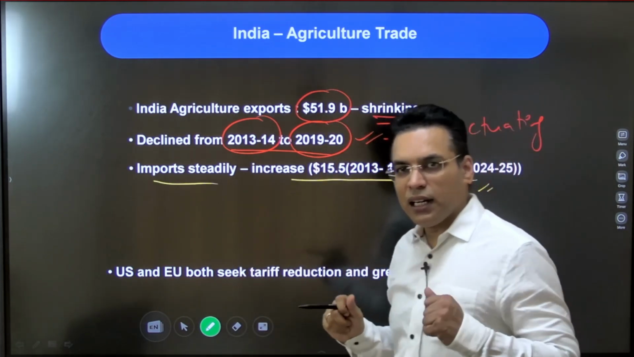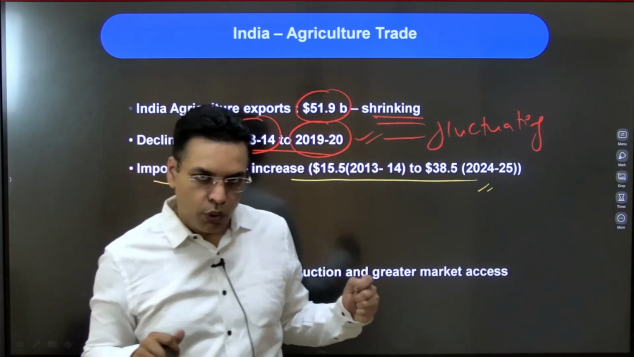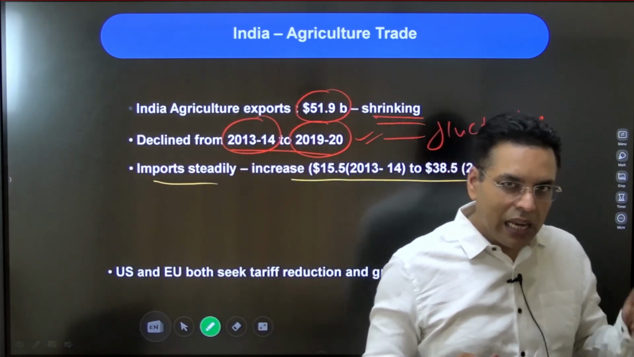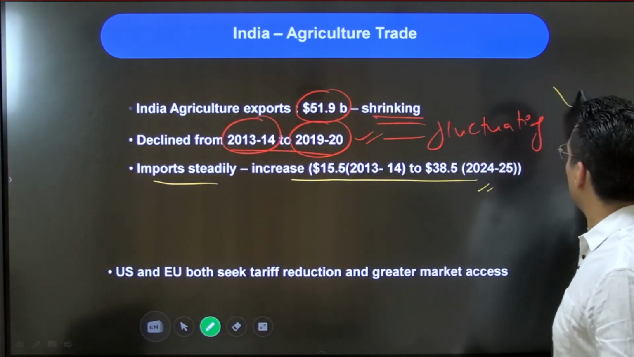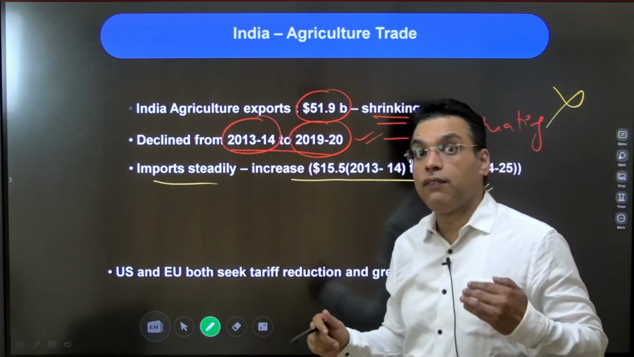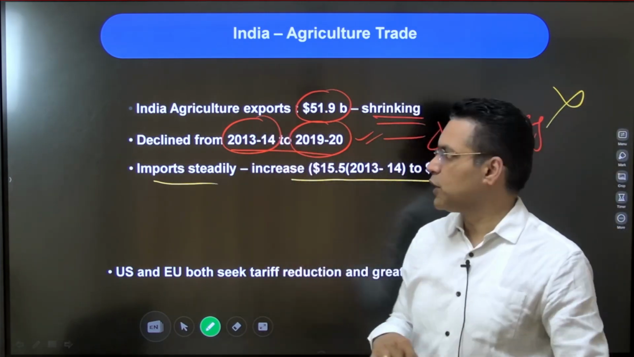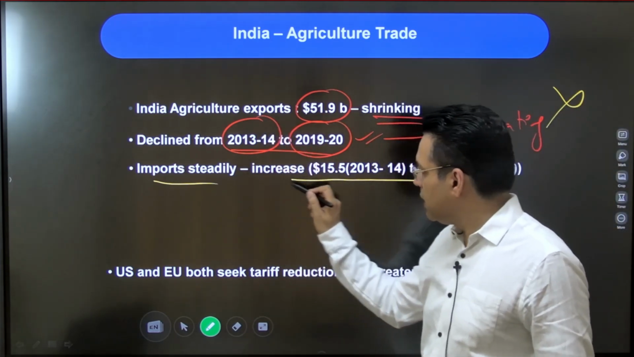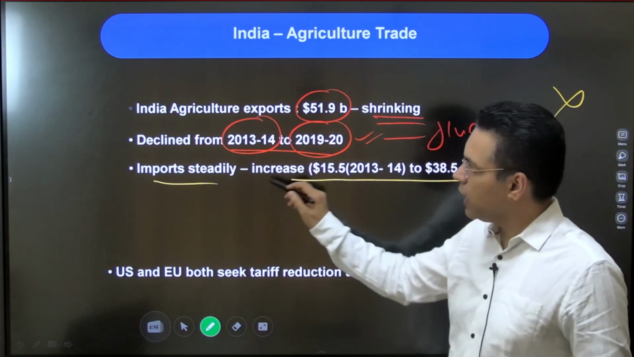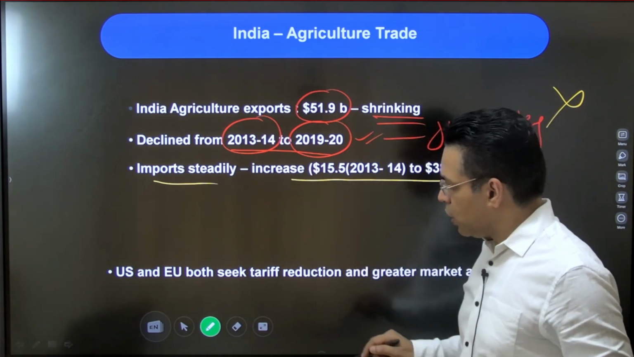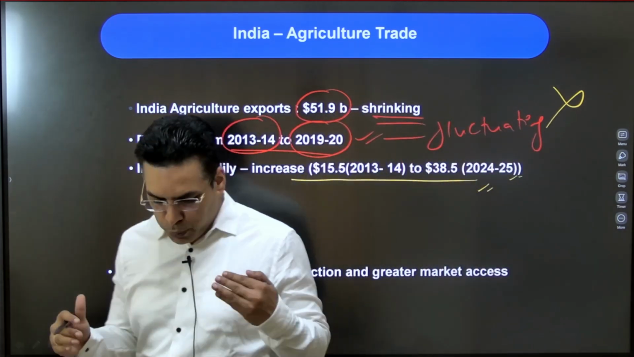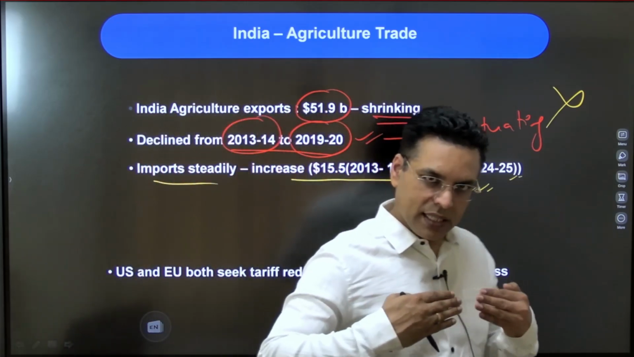Now UPSC can directly ask: India's agricultural exports have steadily increased in the last one decade. The answer is no. Our agricultural exports have not steadily increased; rather, they have been on a fluctuating trend. The imports have steadily increased. Here again we have a trend, so let's understand. What exactly is happening? Exports are stagnating and imports are increasing.